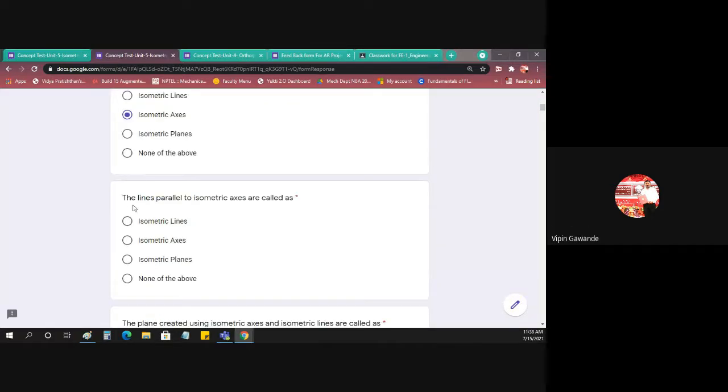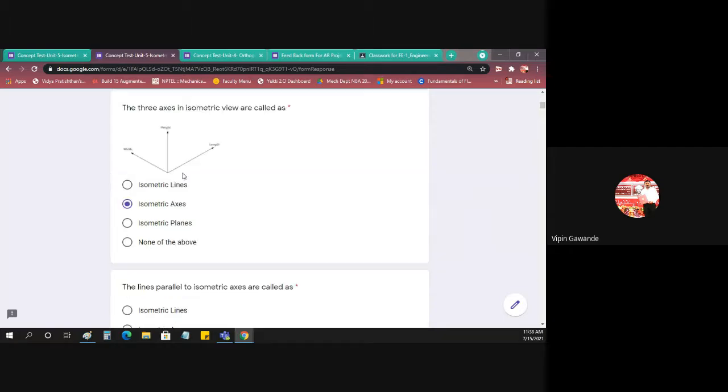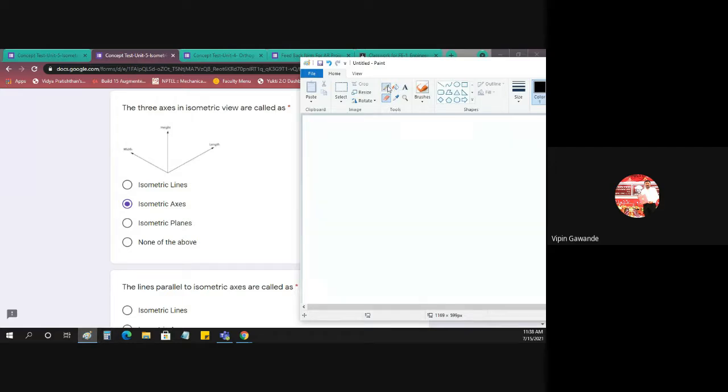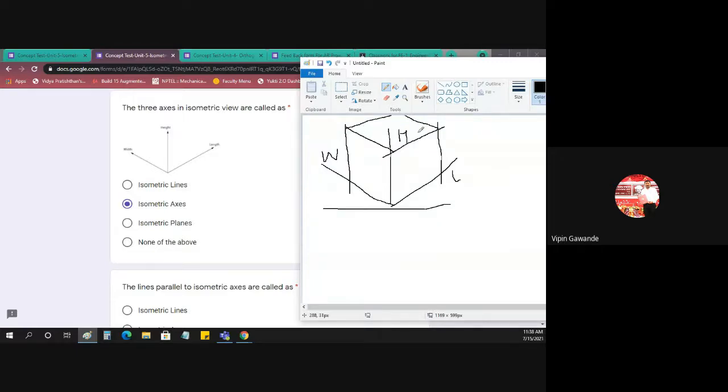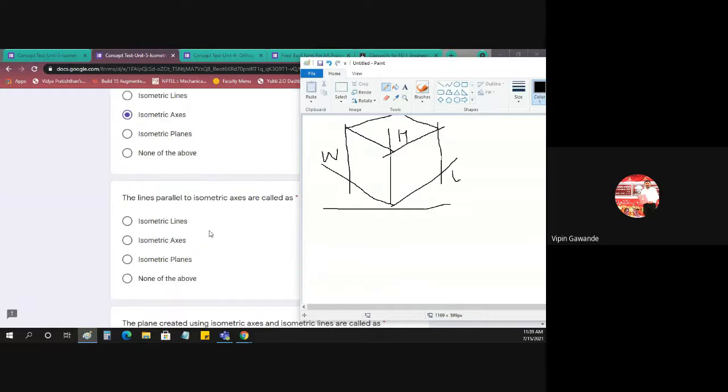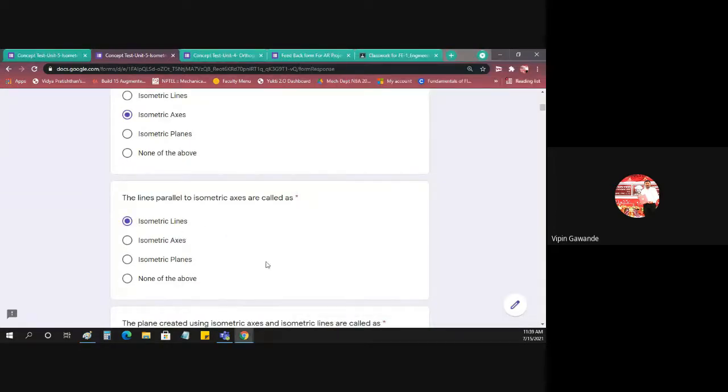Okay, now what are the lines which are drawn parallel to the isometric axis? Suppose these are our three isometric axes. This is our length, this is our height, and this is our width. Now if I draw a vertical line parallel to the height and a horizontal line parallel to the length and width, these lines drawn parallel to the length, width, and height isometric axes are called what? The isometric lines. So you have to remember this one.